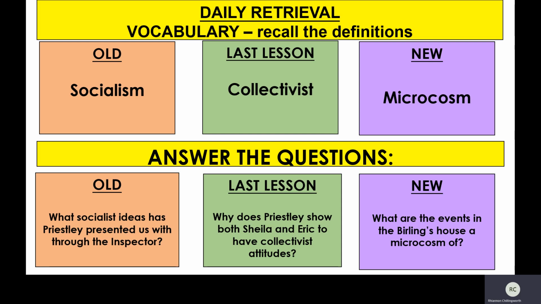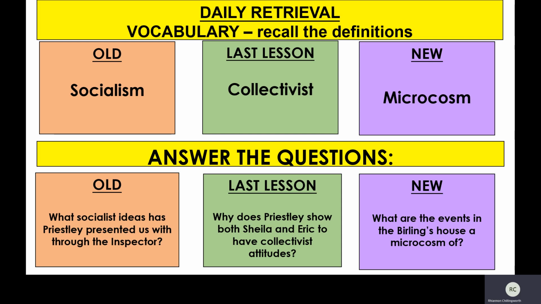We're also going to retrieve collectivist from last lesson. So why do you think Priestley shows both Sheila and Eric to have collectivist attitudes? Okay, so think about what a collectivist is. Why would Priestley have Sheila and Eric, despite their upper middle class upbringing, having collectivist attitudes?